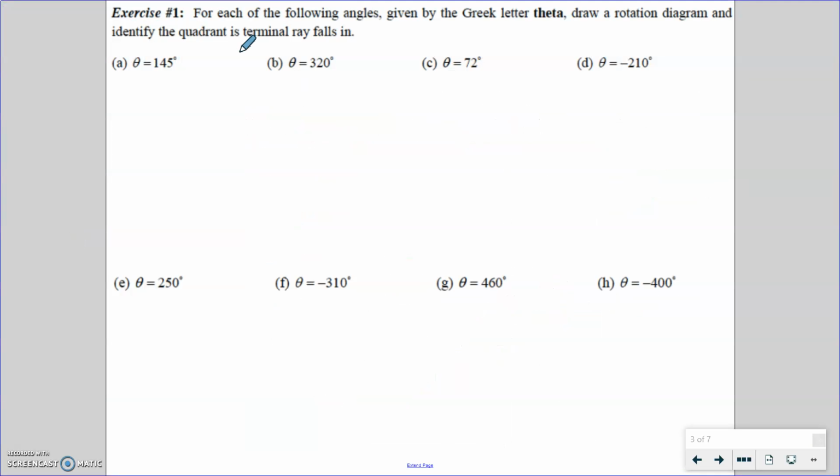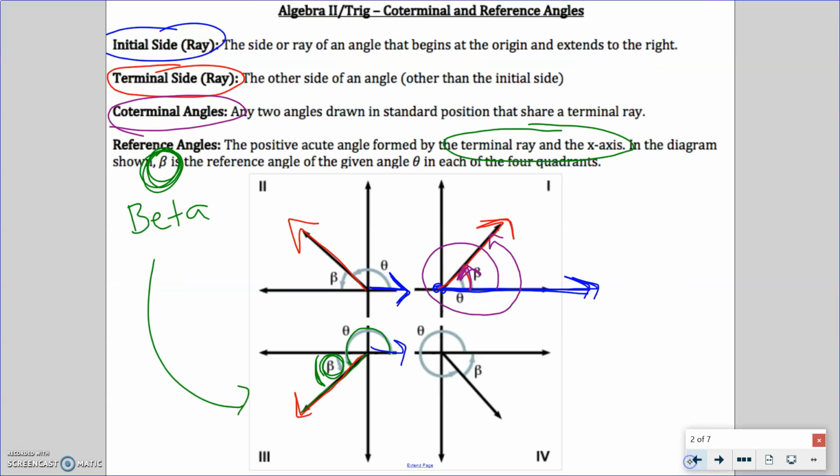For each of the following angles given by the Greek letter theta, draw a rotation diagram and identify the quadrant that the terminal ray falls in. So remember quadrant, if we go back to here, quadrant 1, 2, 3, and 4.